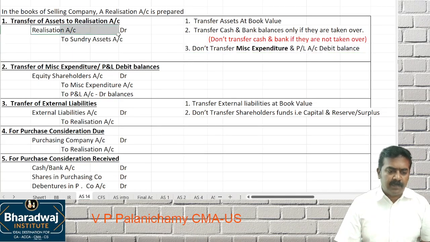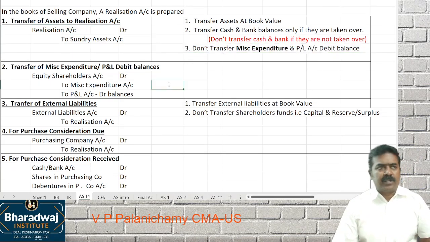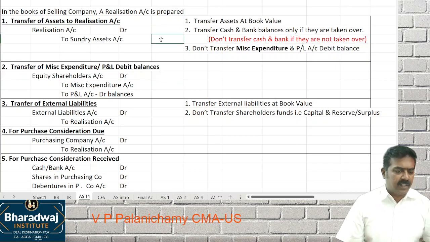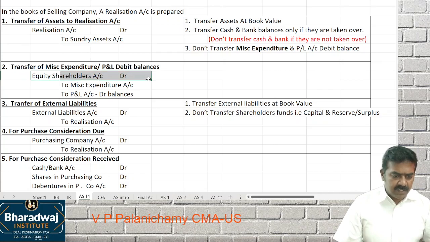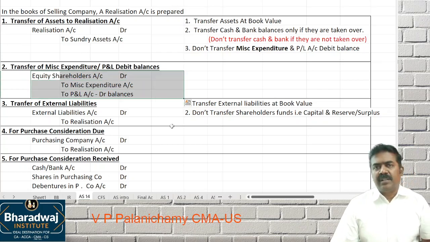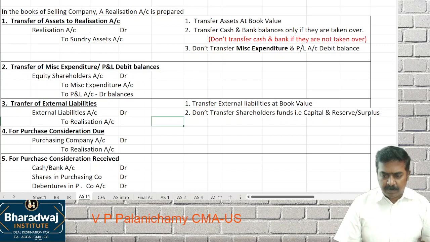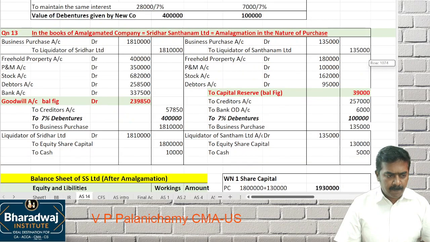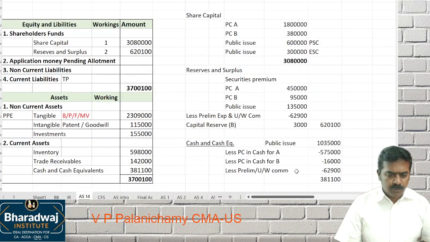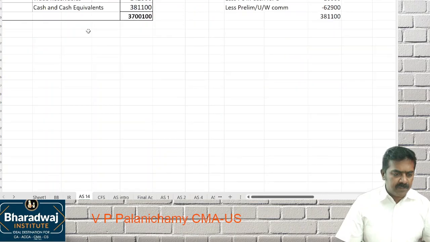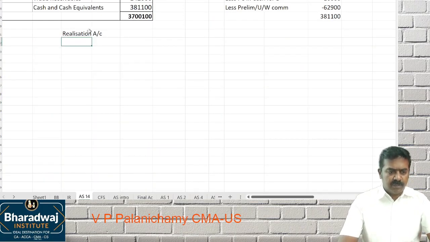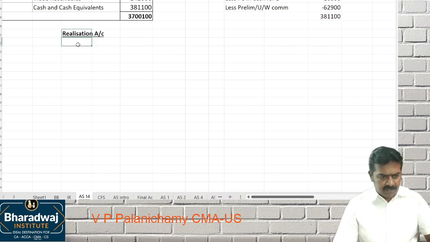Then, don't transfer any P&L account debit balance or miscellaneous expenditure. So what is the entry we'll pass? The realization account, it out to which account? Sundry assets account, like that, we'll pass an entry. Then, we will transfer the losses, miscellaneous expenditure and all to equity shareholders. Now let me apply this in this question. So for this question, we'll prepare which account? Realization account. In the books of A Limited, let me do. You can copy it later, just pay attention.